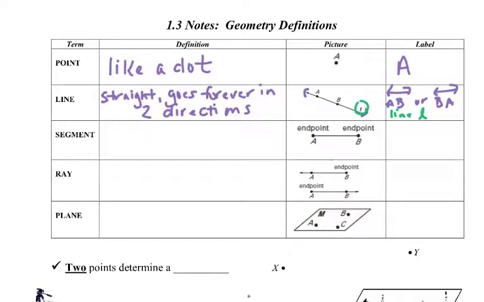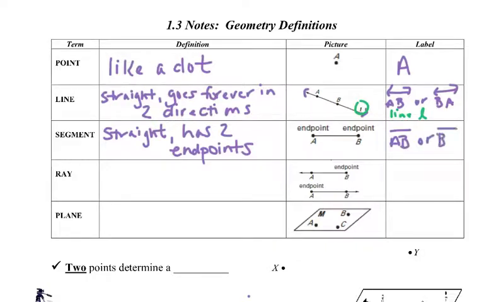A segment is straight like a line, but a segment has 2 endpoints. So it doesn't go forever, it has 2 endpoints. So in this segment we have endpoint A and endpoint B, and that's how we label the segment. We would either say segment AB or segment BA. You would just choose those 2 endpoints.